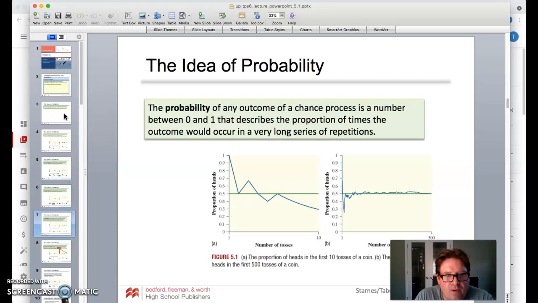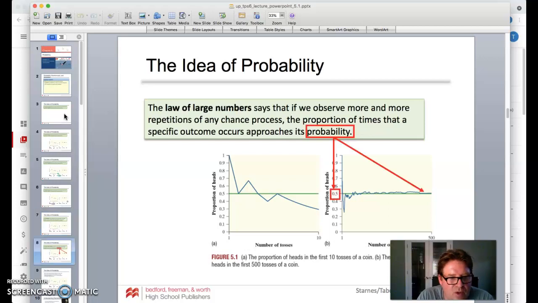Okay, so the probability of any outcome of a chance process is a number between 0 and 1. Of course, 0 meaning it can't happen, 1 that it's definite. And that describes the proportion of times the outcome will occur in a very long series of repetitions. So you can kind of see the tossing of a coin there.